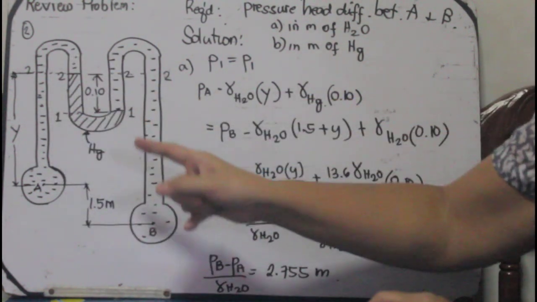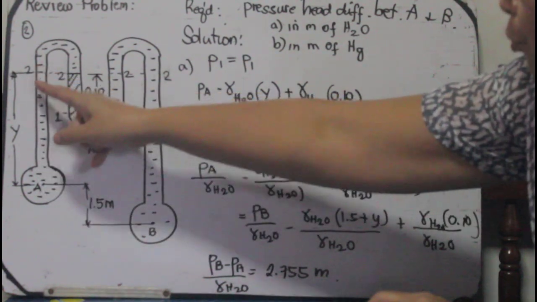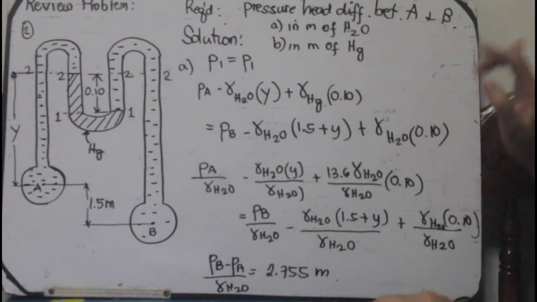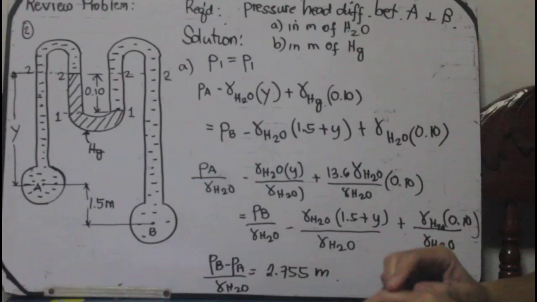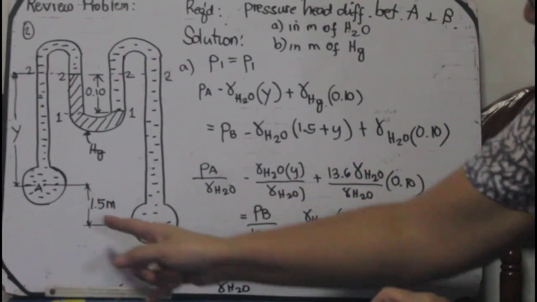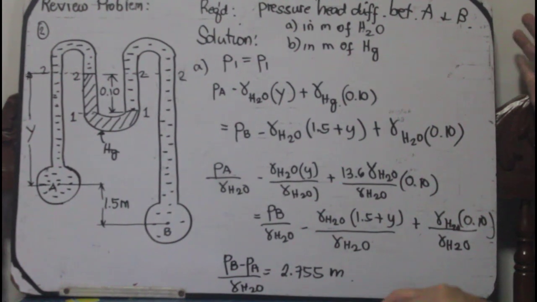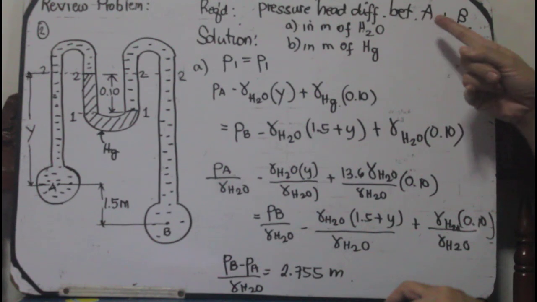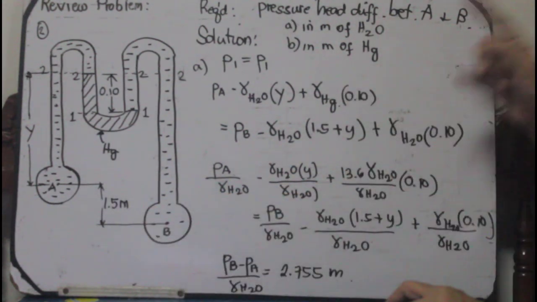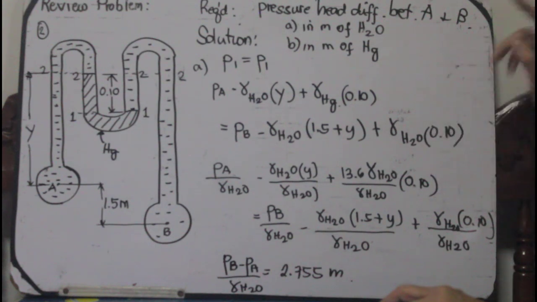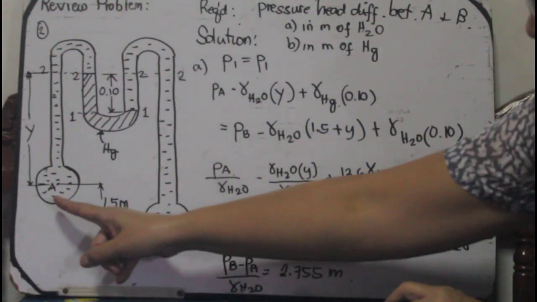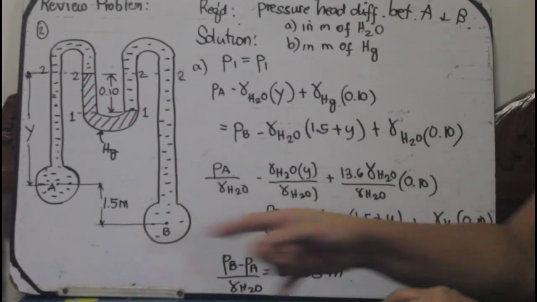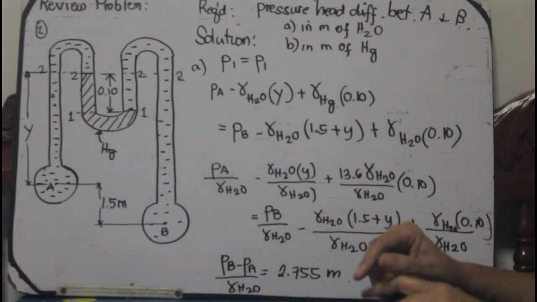So, ito yung gauge fluid at yung mga reading are shown. The readings on the manometer are shown. From A to 2 is Y, and then from 1 to 2 is 0.1. Yun ang mga interfaces of the two liquids in this manometer. Now, B is lower than A by 1.5 meters. The problem requires you to find the pressure head difference between A and B, pipes A and B, in meters of water, and in meters of mercury. Kasi silang dalawa, yung dalawang pipes na to are not in the same elevation, natural na hindi parehas ang pressure doon sa dalawang points na yon.